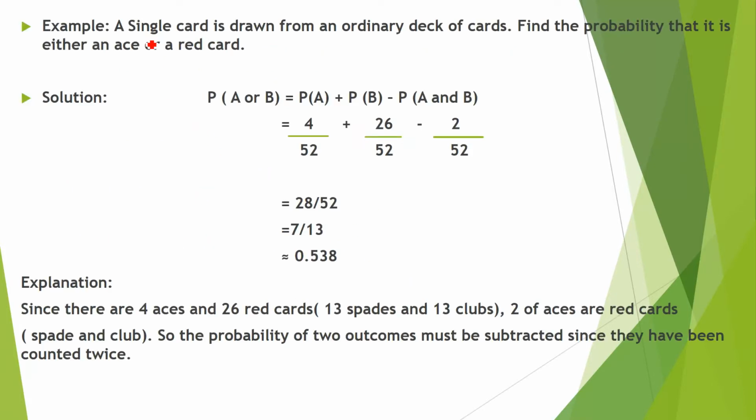So here is the example. Suppose a single card is drawn from an ordinary deck of cards. See, a deck of cards consists of 52 cards. Find the probability that it is either an ace or a red card. Right? So these are the two events. The first event is the probability of the ace. Second, you have to find whether that card is red. The first is whether that card is an ace, second is or red.